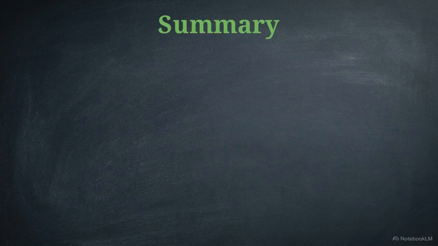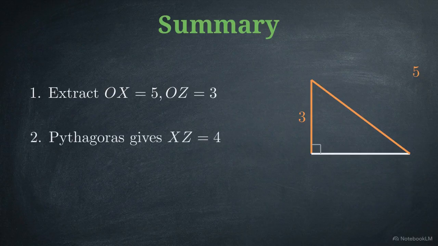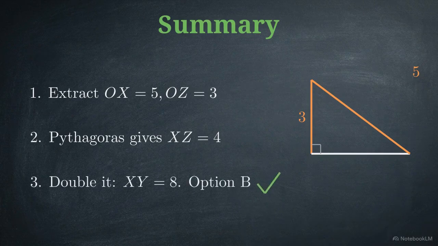Let's review the logic. Step 1, we identified the right triangle using our given measurements. Step 2, we calculated Pythagoras to find the missing base. Step 3, we doubled that base to find the full chord.